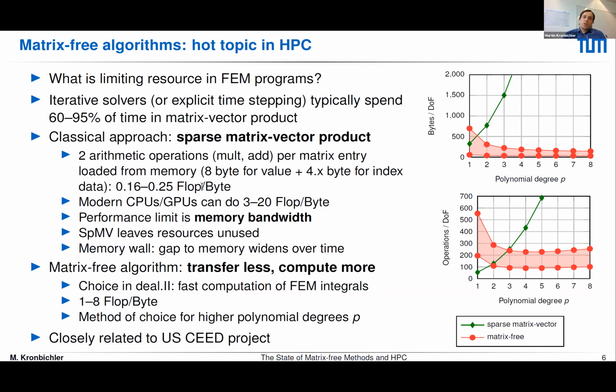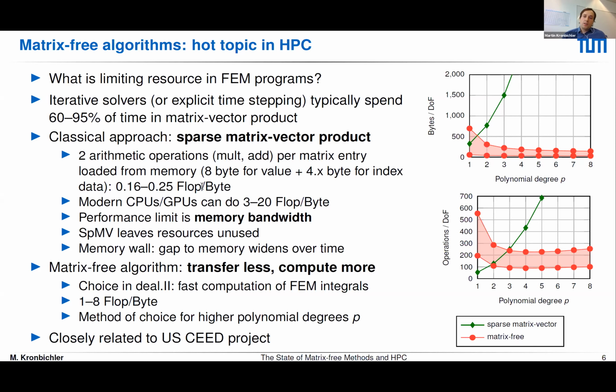And when you compare this to the hardware, actually, hardware can do between 3 and 20 flop per byte, depending a bit on which hardware we're talking about. So you really see that there's a factor of 10 to maybe even 100 between what your hardware could do in terms of computations and what you can achieve, because there's another limit. And the limit is the memory bandwidth of the hardware. So you could say that the sparse matrix vector product leaves the resources for computing unused. And that's something which people call the memory wall.